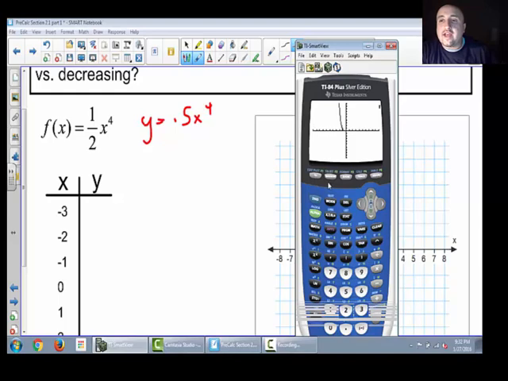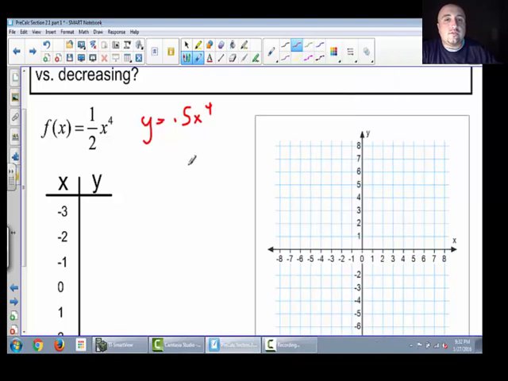Now, that graph on the screen does not do me any good. I need to go to the table. So I'm going to make sure my table is set properly. I'm going to start it at 0, and I'm going to go by ones. So you can see I have x values in here. So let's go to our table. My first x value is negative 3, and you can see negative 3 goes to 40.5. So negative 3 goes to 40.5.